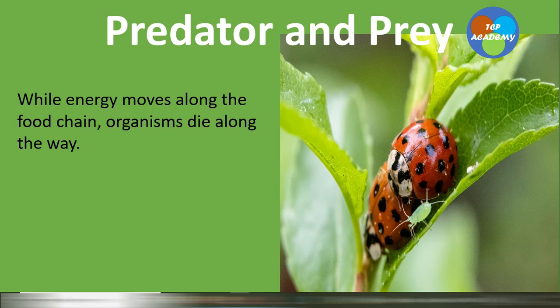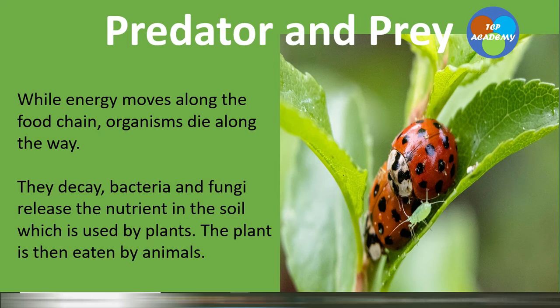Now, while energy moves along a food chain, one might wonder what happens when the organism dies. What usually happens is that the organism will decay. The process of decay is fueled by two kinds of organisms called decomposers, bacteria and fungi. They release the energy or the nutrients trapped within the organism into the soil, which is absorbed by the plant root and used as nutrient for the plant. The plant in turn will be eaten by animals, and the cycle of nutrients will continue.